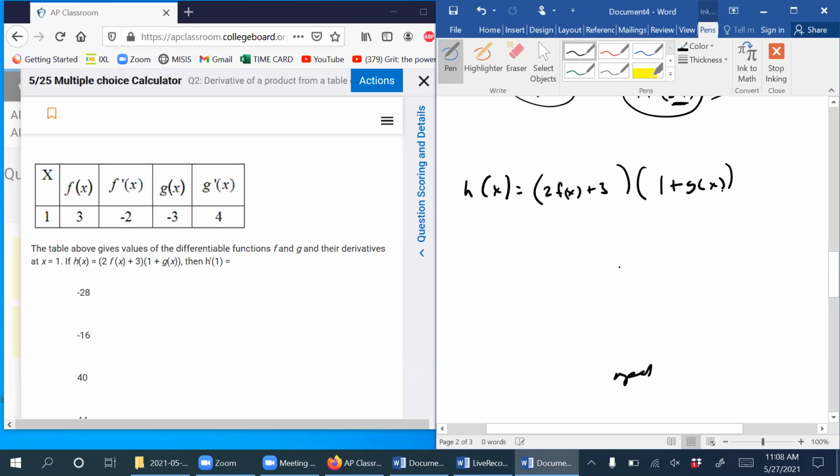Now, because of this parentheses, we know it's multiplying, so we have to use product rule. So when I take the derivative, go back to product rule: derivative of the front, leave the back alone, plus derivative of the back, leave the front alone. So the derivative of the front, what's the derivative of this guy? It's going to be 2f prime of x plus 3. The derivative of 3 is 0. And we're done. Leave the back alone. And then plus the derivative of the back. The derivative of the back is just g prime. Leave the front alone.